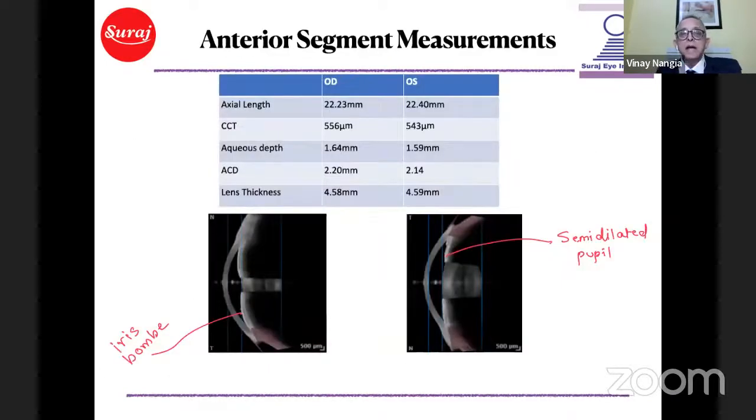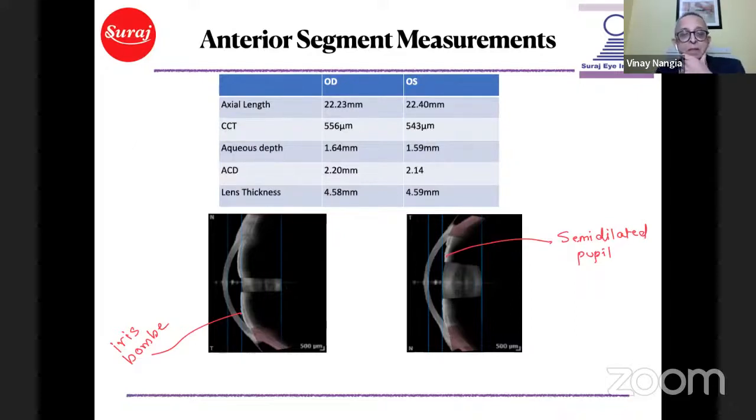So these are the anterior segment measurements. The axial length was about 22.23 in the right eye and 22.40 millimeters in the left eye. The CCT was a little on the higher side for our country. The aqueous depth, that is from the posterior surface of the cornea to the anterior surface of the lens, was really shallow. It was about 1.64 and 1.59 in the right and left eyes. And the lens thickness was on the higher side, being about 4.58 and 4.59.